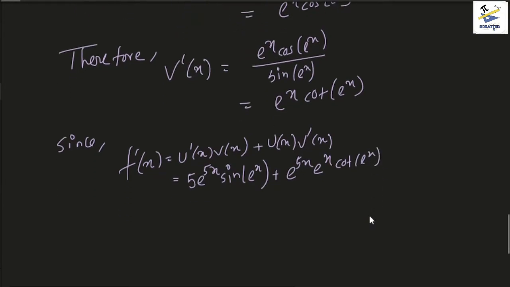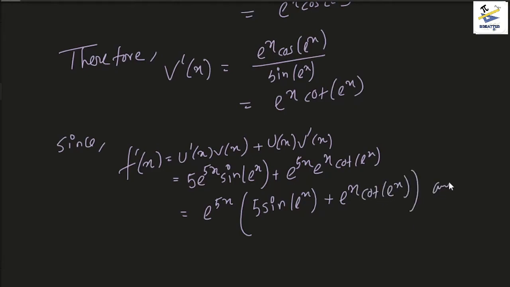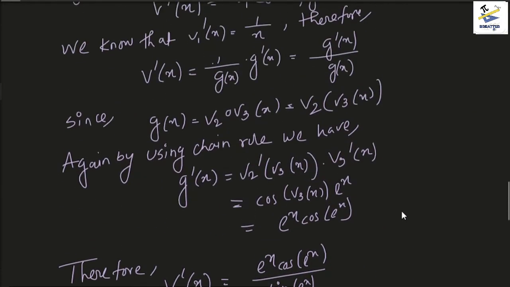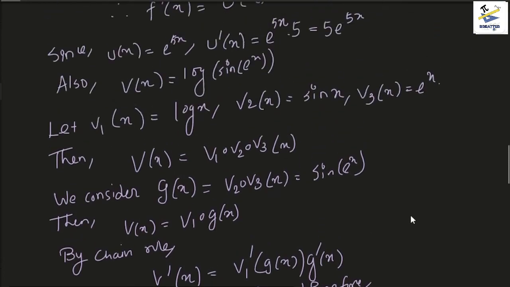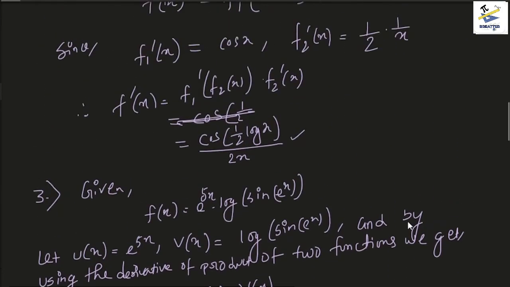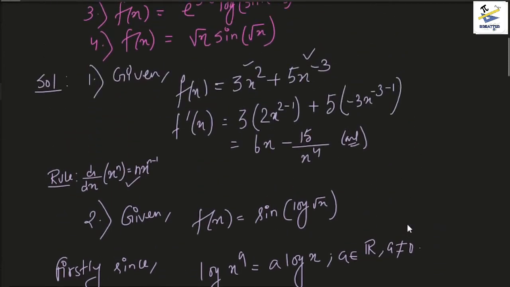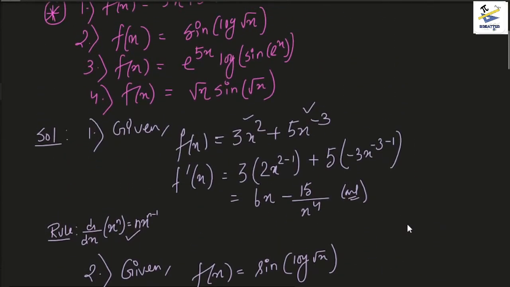And what we can do is as follows: we can take e to the power 5x common. What we get is 5 sine e to the power x plus e to the power x cot of e to the power x, which is the answer for our derivative. So as you can see, this question was on the harder side of the derivatives, so we needed to have some composition to do that.